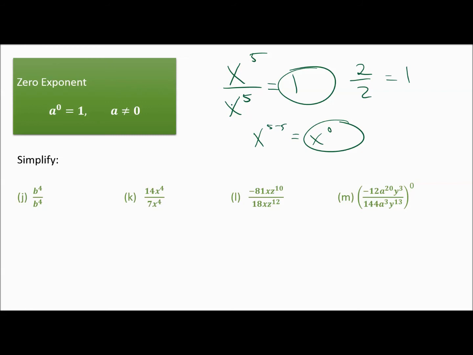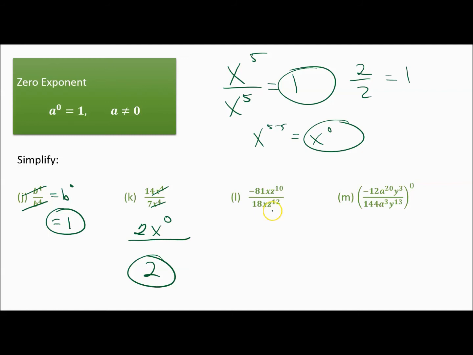So as we simplify here, b to the 4th divided by b to the 4th is b to the 0, which is 1, or you can simply cancel those out to get 1. On the next problem, I have a fraction here I've got to deal with. 14 divided by 7 is 2. And you can say 2 over 1 or just 2, and x to the 4th and x to the 4th, they either cancel to leave you with just 2, or you can say that's x to the 0, and that would be 2 times 1, which is still 2. So there's two different ways to think about it, but you get the same correct result.